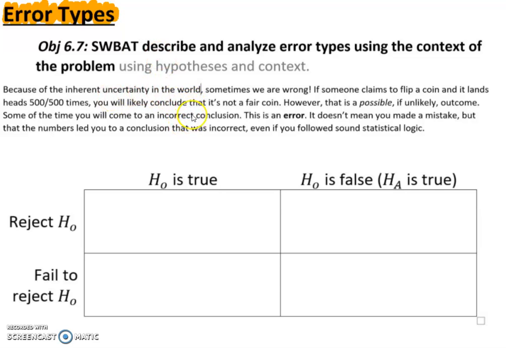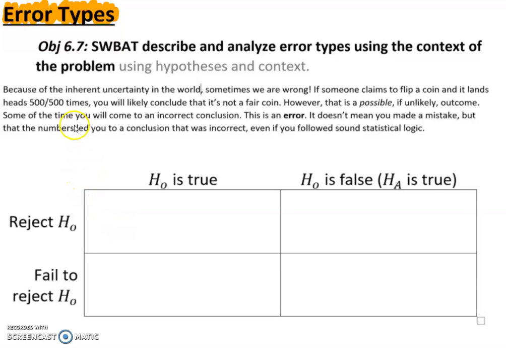So the example that I give you is this. If someone claims to flip a coin and it lands heads 500 out of 500 times, you will probably conclude that it's not a fair coin, that they're lying, or that the coin itself is two-sided or something like that. Even though you're probably right, it's certainly possible that they were telling the truth and you came to the wrong conclusion, which means you made a statistical error. Your reasoning was solid, 500 heads in a row, very, very suspicious. I also would have said, I don't think that's a fair coin, but the possibility that you could be wrong means that we should talk about that.